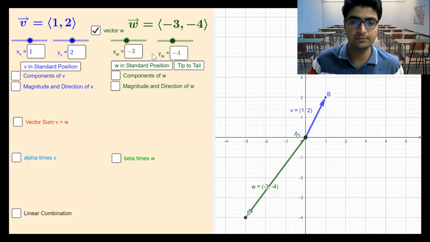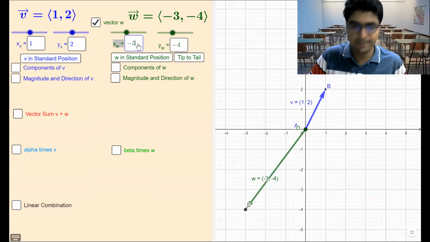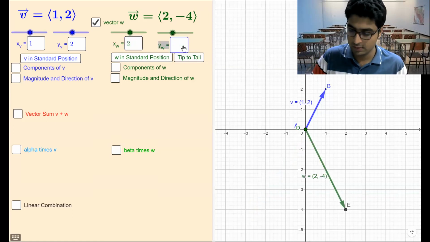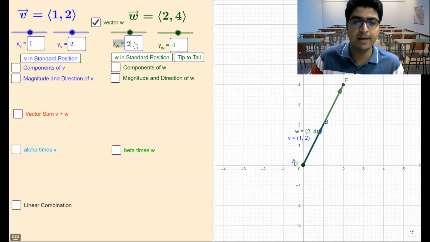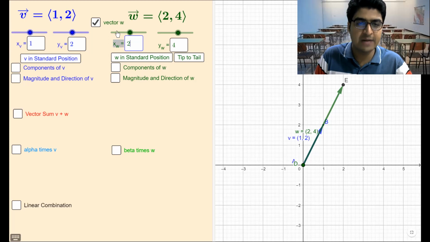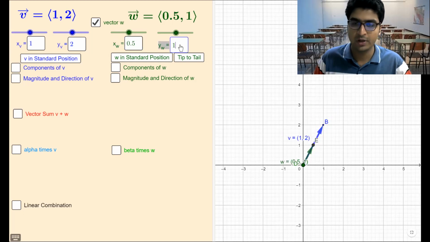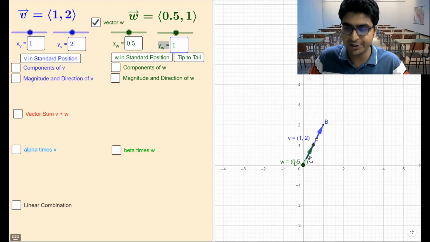So after multiplying, I'm getting 2 comma 4. The initial vector is still here, and after multiplying by 2, in the same direction, this vector is being stretched. What if I multiply it by 0.5, a positive number but less than 1? 1 into 0.5 is 0.5, and 2 into 0.5 is 1. See that now this vector is de-stretched. Initially its length was till this point, and now it is only till here. The same direction, but a shorter length.